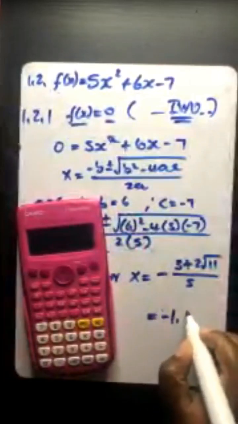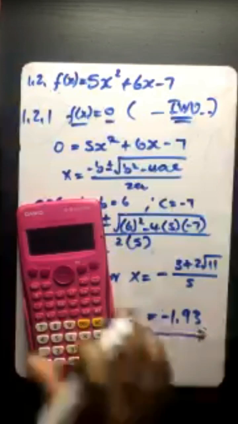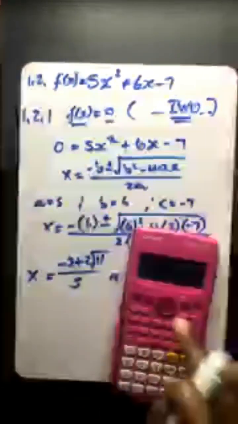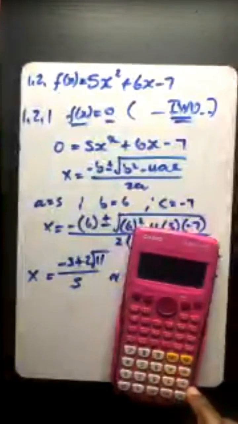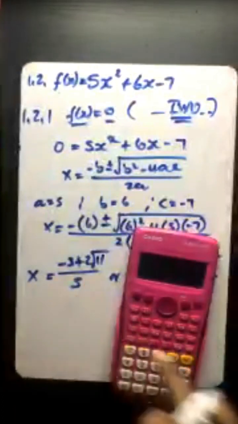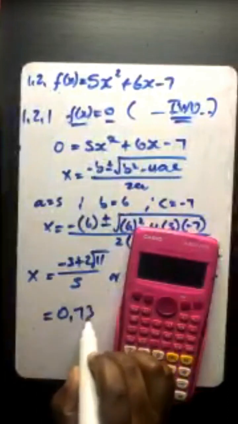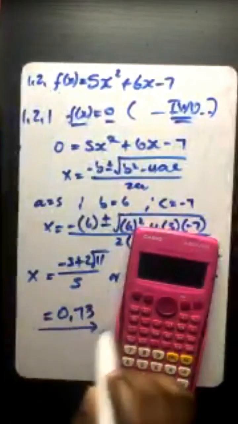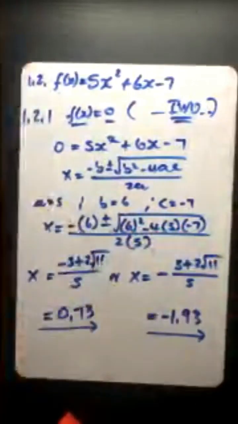So you're having negative 1 point, there is going to be 3 because they said correct to 2. So let me go and update there and put a positive, and then this is what I'm having with a positive converted to a decimal. I'm getting 0.73 because they said correct to 2.